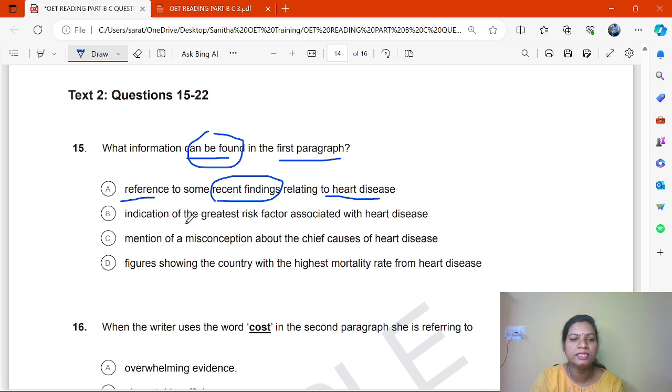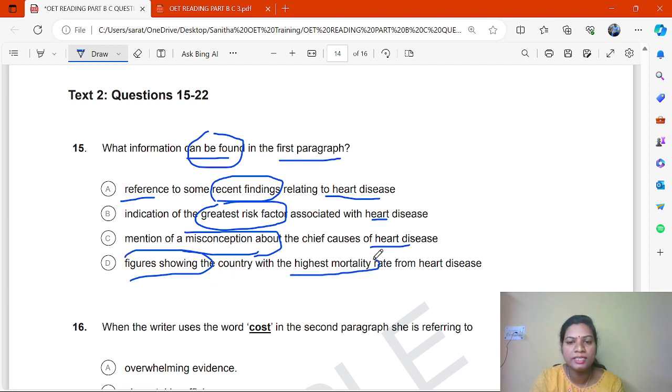B. Indication of the greatest risk factor associated with heart disease. C. Mention of a misconception about the chief causes of heart disease. D. Figures showing the country with the highest mortality rate from heart disease. These are the four options you will get in OET reading part C. Then you have to read the passage and understand the overall meaning of the passage.